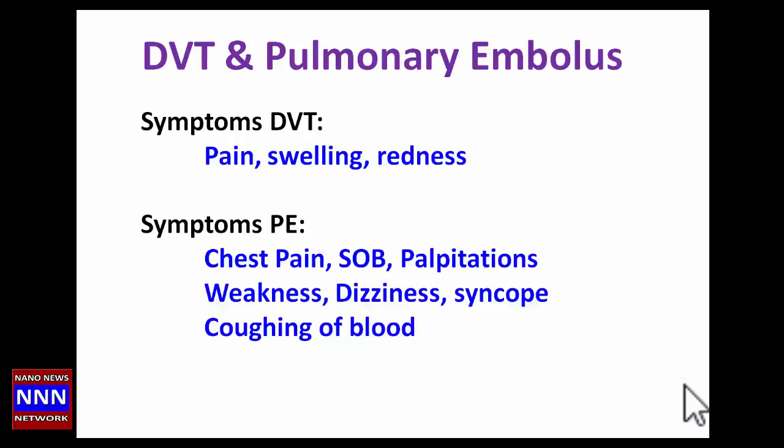They may present with severe chest pain, which can mimic a heart attack, or they may present with shortness of breath, palpitations, weakness, dizziness, and some people may even faint because of a massive pulmonary embolus, which can cause severe pain and reduce cardiac output. And some people may even cough up blood because of the blood entering the airways.